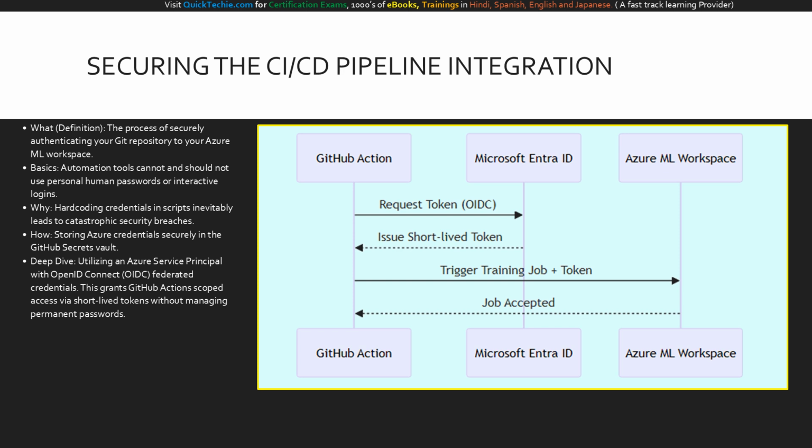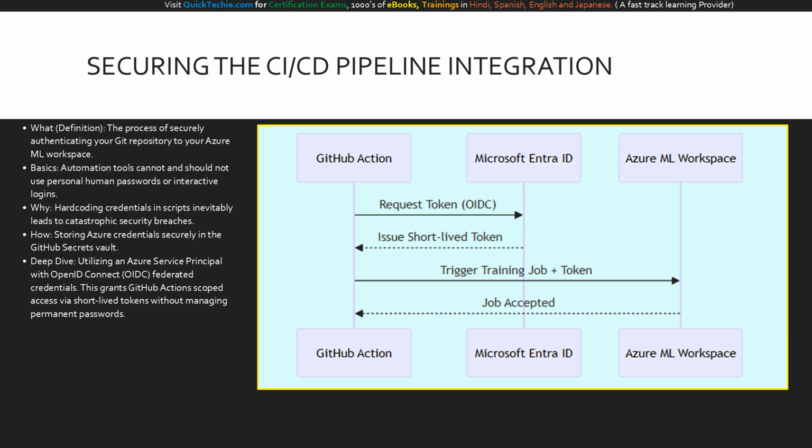To make that automation work, we must connect GitHub to Azure, which brings us to securing the integration. What is this? It is the process of securely authenticating your Git repository to your cloud workspace. The basics are that automation tools cannot use your personal email and password. Why? Because hard-coding credentials in your scripts will inevitably lead to a massive security breach. How do we solve it? We store credentials securely using GitHub secrets.